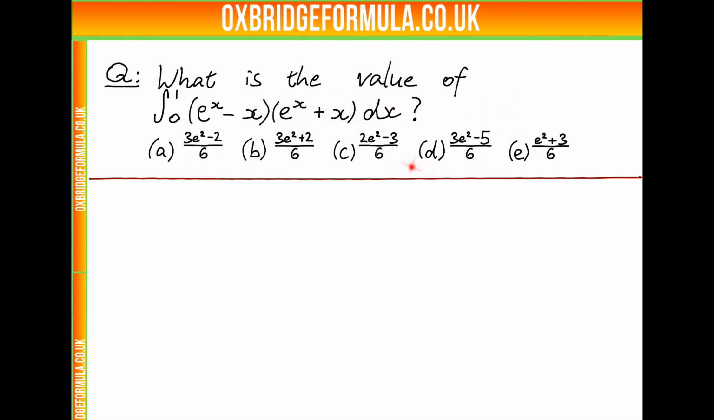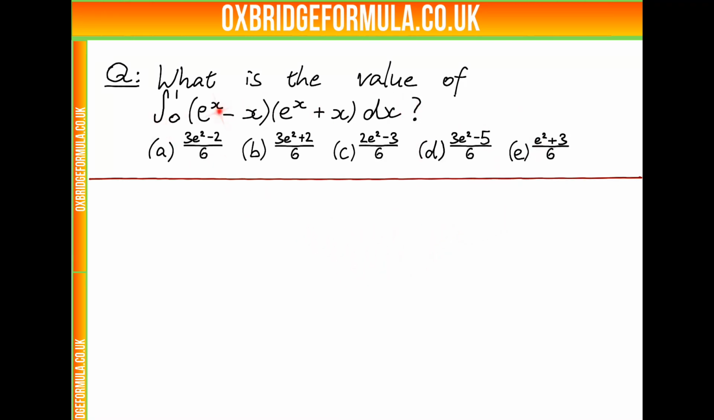It gives us 5 options, which are 3e squared minus 2 over 6, 3e squared plus 2 over 6, 2e squared minus 3 over 6, 3e squared minus 5 over 6, and e squared plus 3 over 6. Pause the video and have a go at answering this question for yourself.